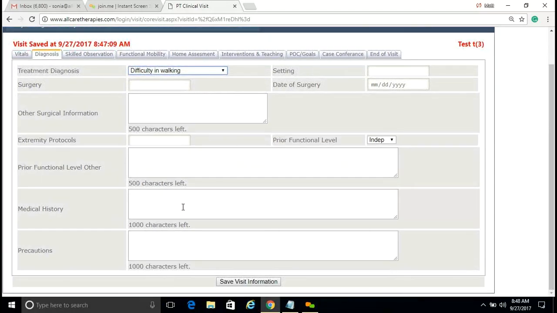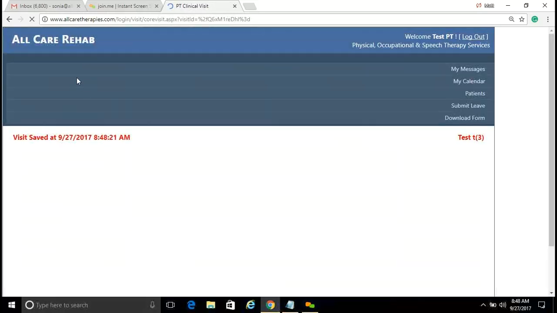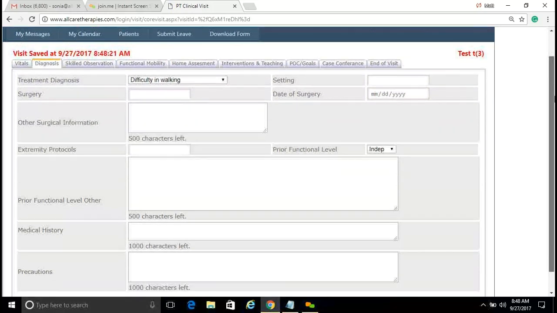Medical history, please do mention the age and the gender of the patient. If the patient has malnutrition, is obese, has sedentary habits, what are the comorbidities. So it's very important to put all of those things in the medical history. Precautions, like if the patient is a fall risk, has contractures, or has cognitive deficits, all those can be recorded in this. And then we click on the Save Information tab.